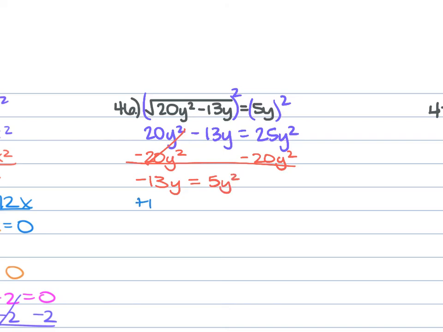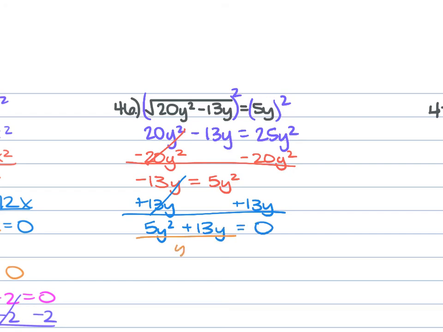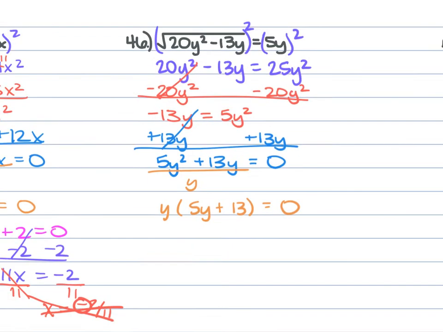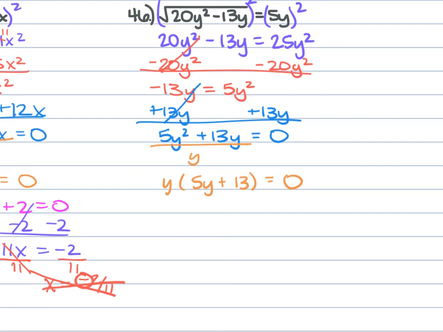And then I'm going to add the 13y to both sides. They're not like terms, so 5y squared plus 13y is equal to 0. I'm going to factor out a y here, so this is going to be y times 5y plus 13 is equal to 0. I'm going to set both of these equal to 0, so y is equal to 0, and 5y plus 13 is equal to 0. The y is equal to 0 is a solution.